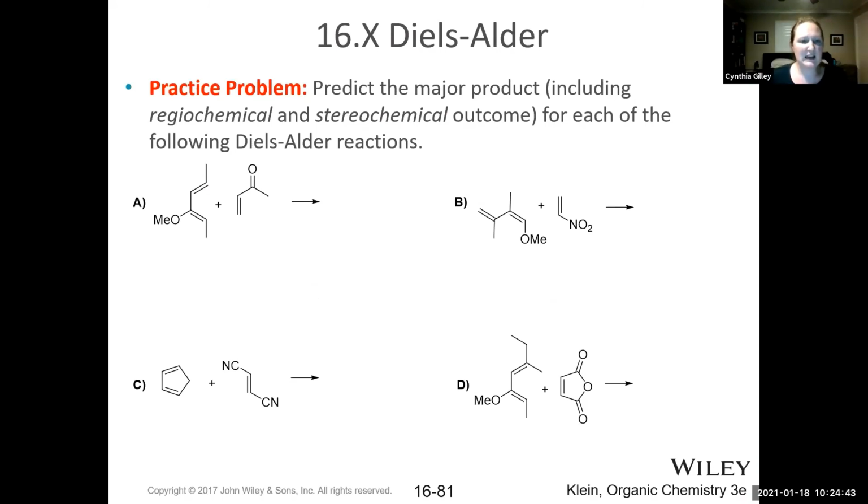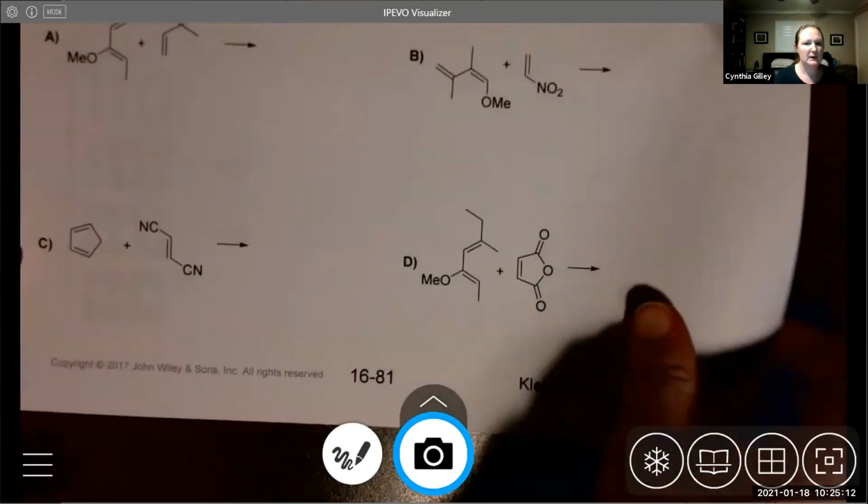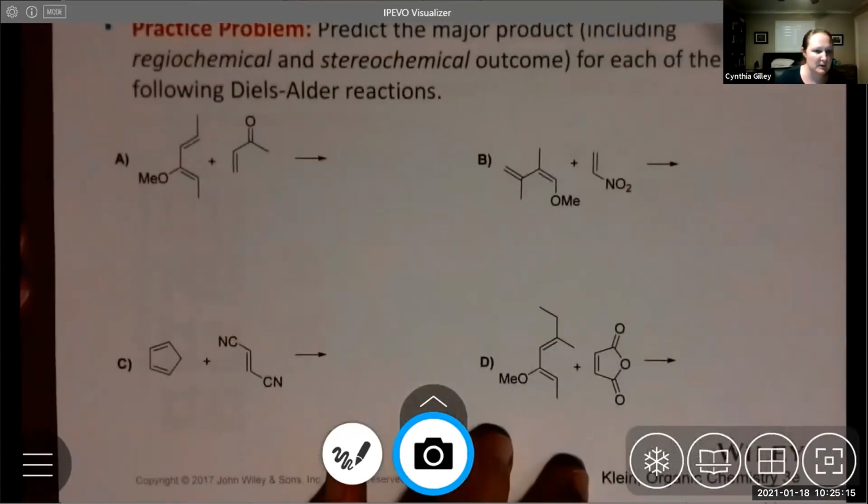Okay, let's go ahead and do a practice problem. Now we're putting everything together, so you can use your handout if you would like to really help me. Remember to work through the steps, step 1, step 2, step 3, and include the stereochemical outcome for the Diels-Alder reaction as well. Go ahead and pause, and then we'll go through it when you are ready. Go ahead and start working through these problems.